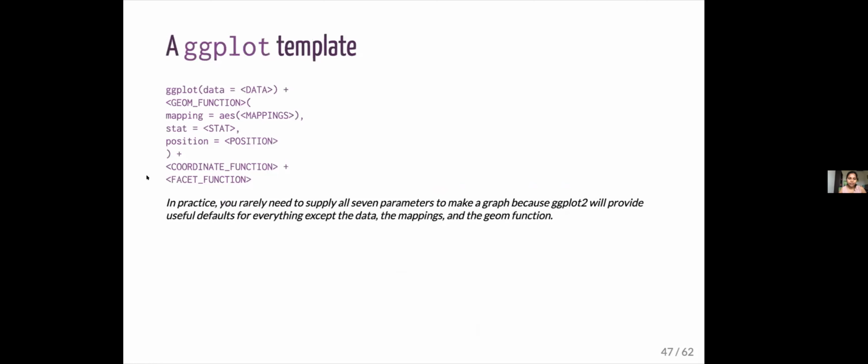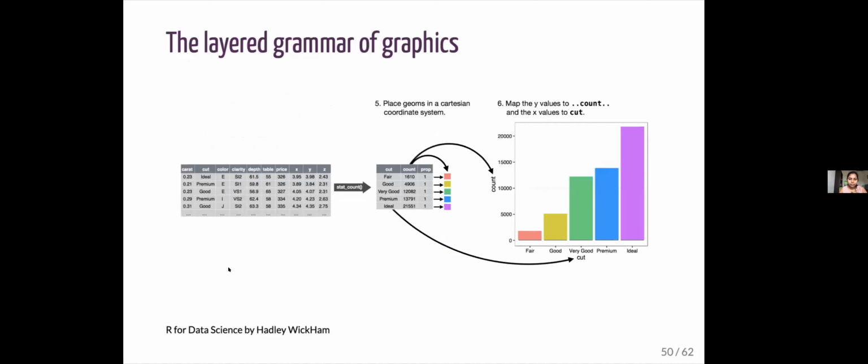So we're going to skip this exercise right now so I can cover all my slides. And this is just a quick review of now your final ggplot template. So you have your data, you have your geom function. Within that, you have mapping, stats, position, coordinate function, and facet function. And as I have said earlier, in practice, you rarely need to supply all 7 parameters to make a graph, because ggplot2 will provide useful defaults for everything except the data, mapping, and geom function, which is necessary for you to supply to make your minimum ggplot. So I'm going to skip these slides.